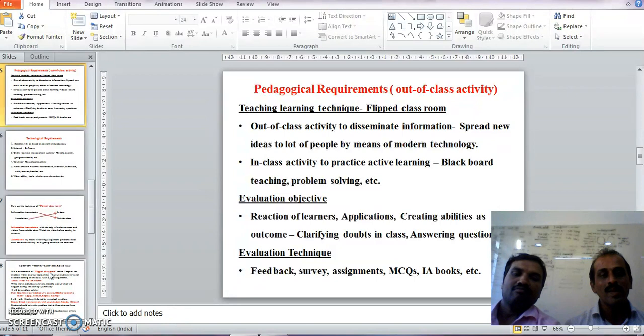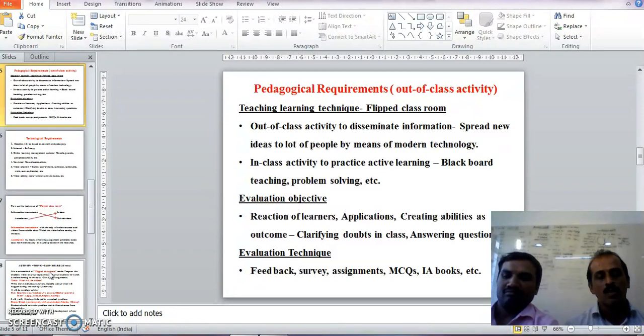Then how are we evaluating this flipped classroom activity? It is the reaction of learners on both sides and the applications of what they have learned, and how we are creating with the help of the activities conducted inside and outside the classroom, as an outcome which clarifies the doubts in the classroom and answers the questions.